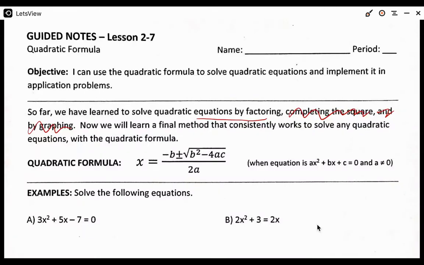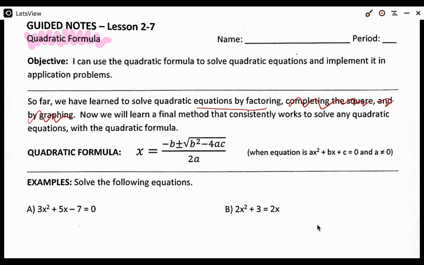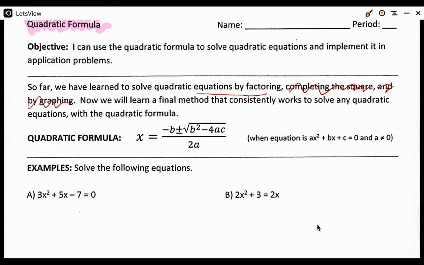Okay, this is our section of guided notes for quadratic formula. What we're doing in this last little bit: our objective is to use the quadratic formula to solve quadratic equations and implement it in an application problem. We're not really going to do a lot of application problems, but mostly I just want you guys to know how to use the quadratic formula and where we get our numbers from.